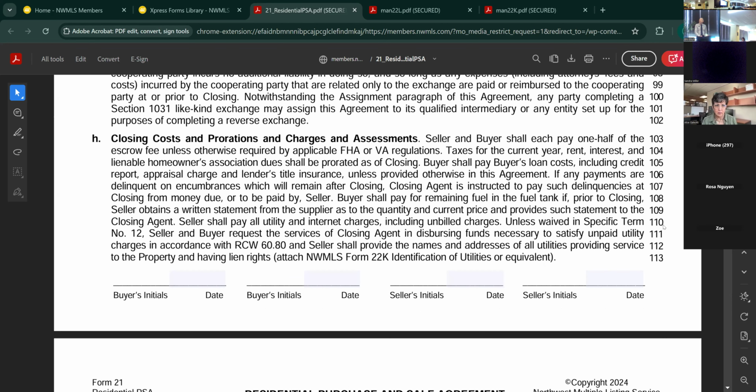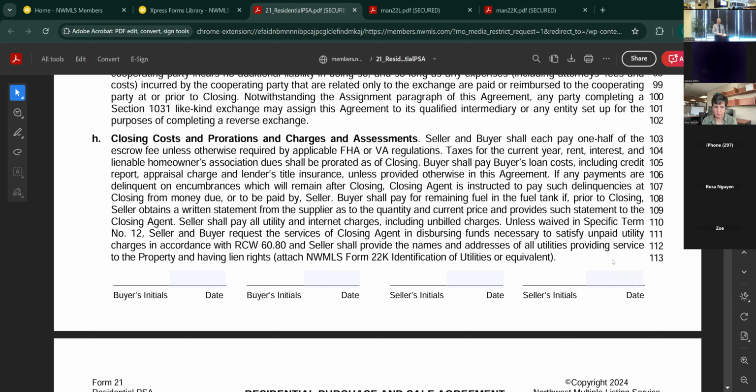Okay, closing costs, prorations, and charges and assessments. Seller and buyer shall each pay 1/2 of the escrow fee unless otherwise required by applicable FHA or VA regulations. Taxes for the current year, rent, interest, and lienable homeowners association dues shall be prorated as of closing. Buyer shall pay buyer's loan costs, including credit report, appraisal charge, and lender's title insurance, unless provided otherwise in this agreement. If any payments are delinquent on encumbrances which will remain after closing, closing agent is instructed to pay such delinquencies at the closing from money due or to be paid by seller.